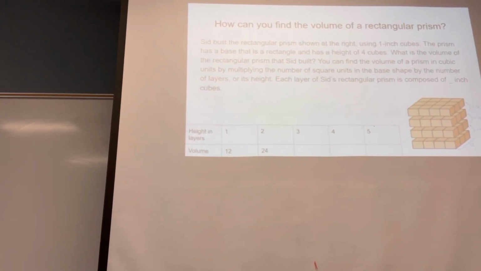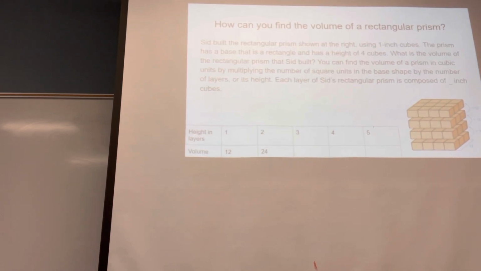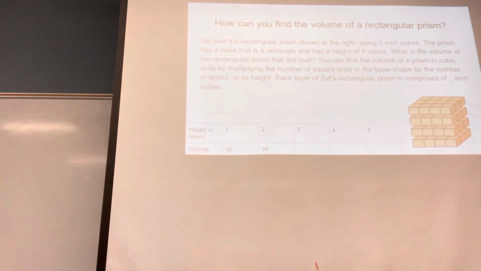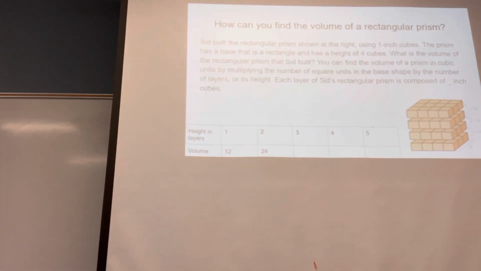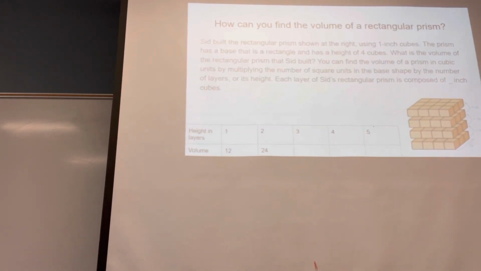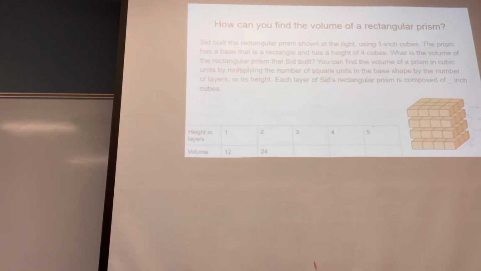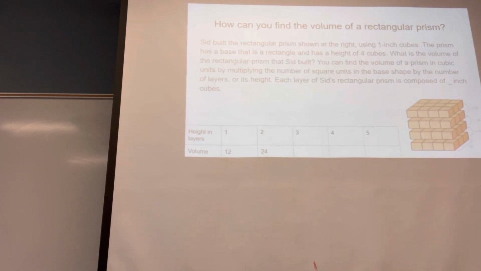Sid built the rectangular prism shown at the right using 1-inch cubes. The prism has a base that is a rectangle and has a height of 4 cubes. What is the volume of the rectangular prism that Sid built? You can find the volume of a prism in cubic units by multiplying the number of square units in the base by the number of layers in its height.